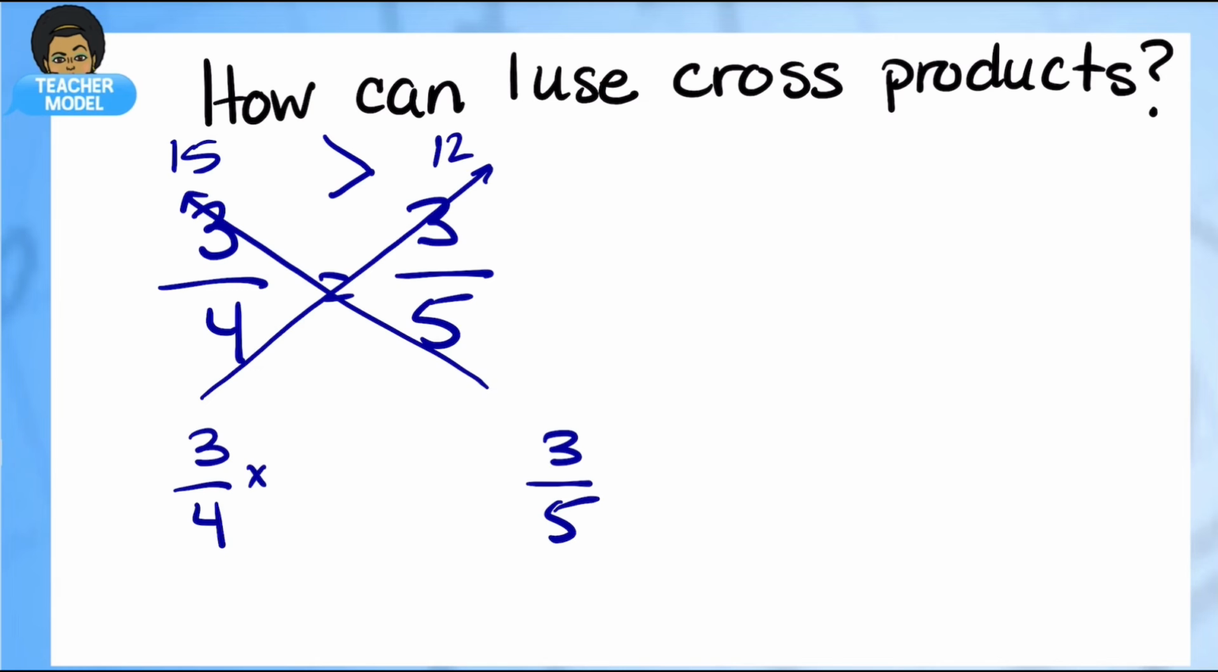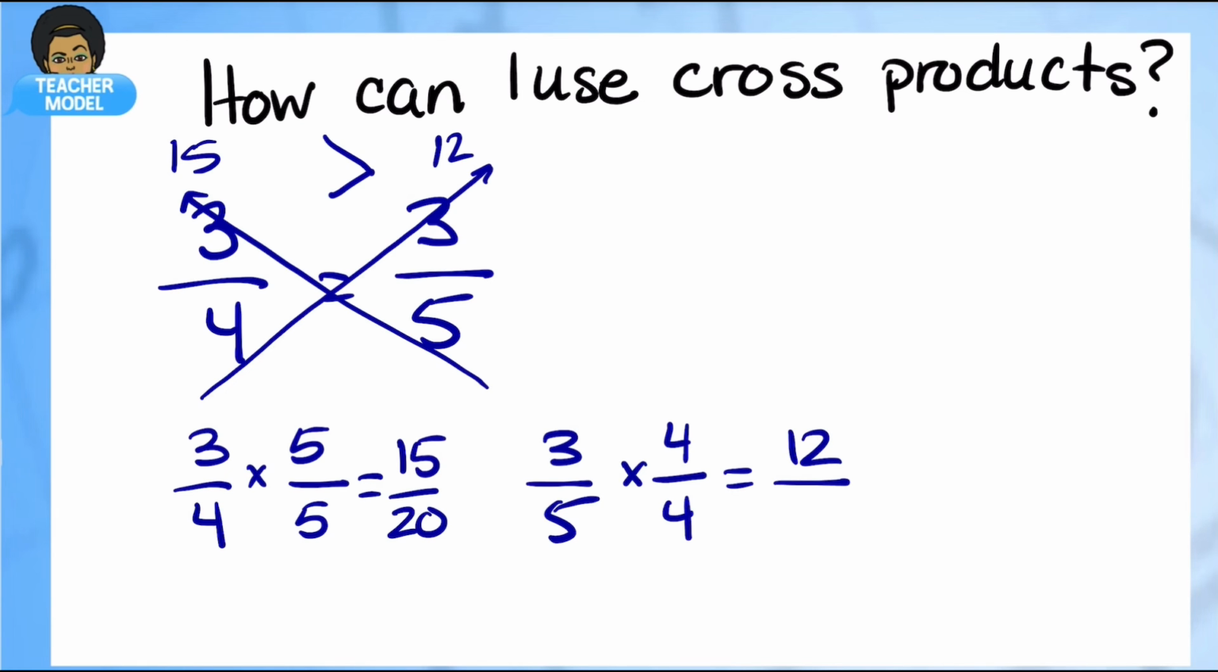We see 3/4, we see that the 3 is being multiplied by a 5 to get 15. But again, the step we're not really doing is the denominators. 4 times 5 makes 20. So we're making fractions that have a denominator of 20. And the same thing is happening with 3/5. We're multiplying it by 4 to get 12. And when you multiply 5 times 4, the denominators, you also get 20. And so this is a true statement: 15/20 is greater than 12/20.